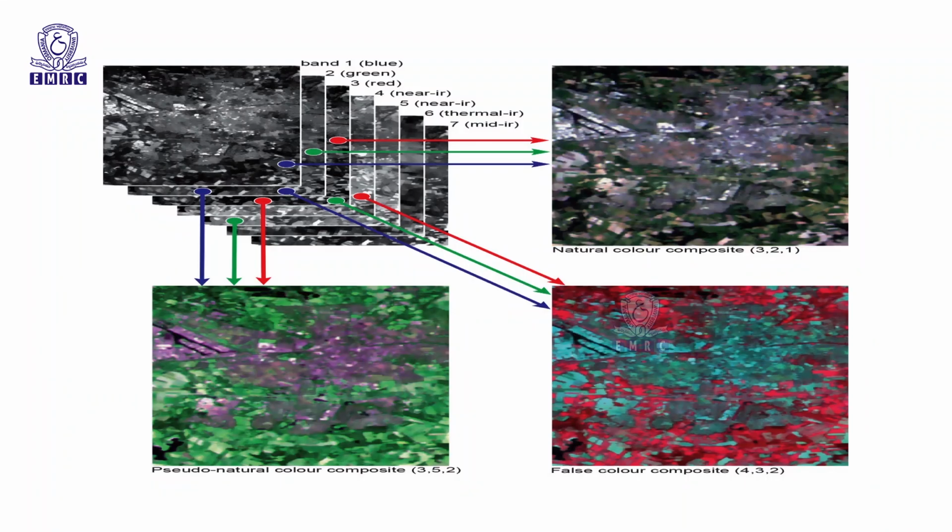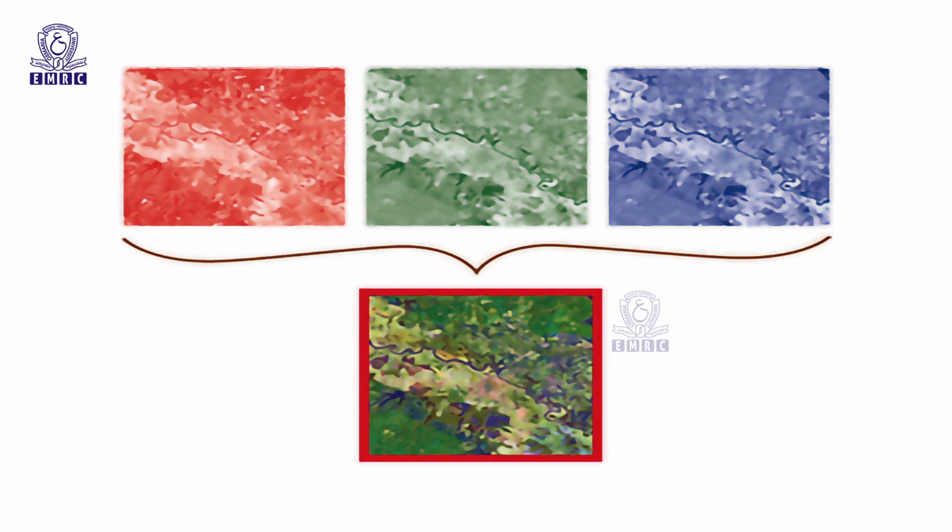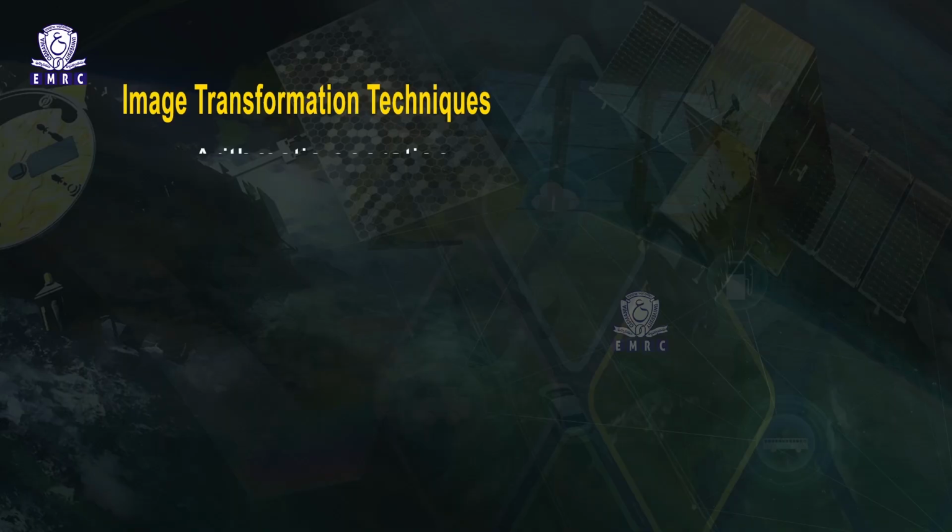Image transformation techniques are useful for compressing bands having similar kinds of information into fewer bands, and also to extract new bands of data that are more interpretable to the human eye. There are two kinds of image transformation techniques: arithmetic operation and image fusion.